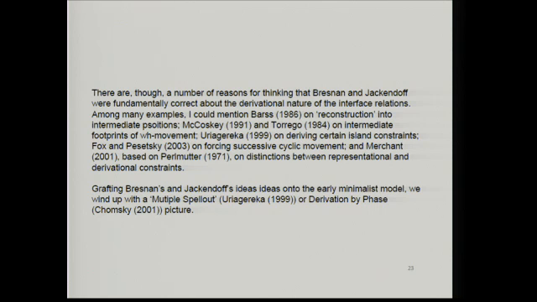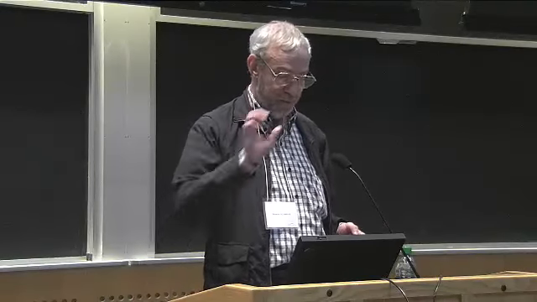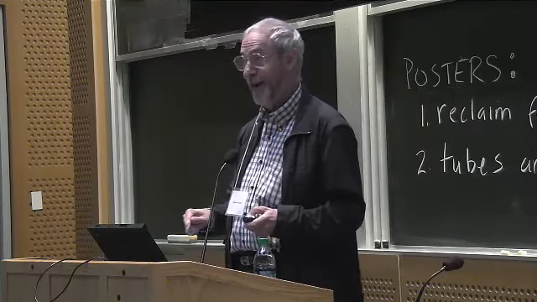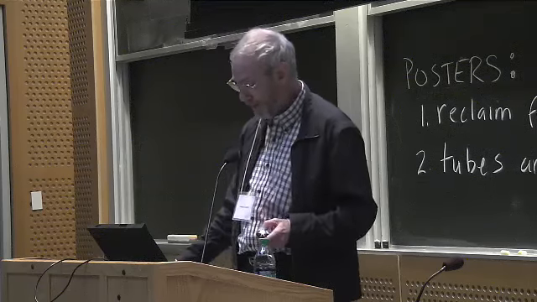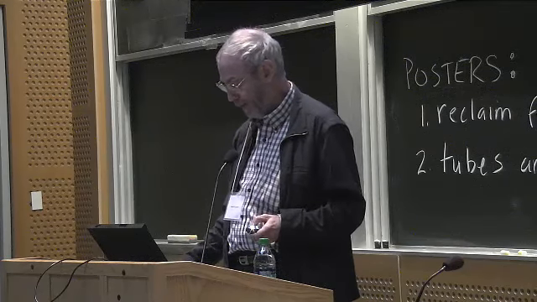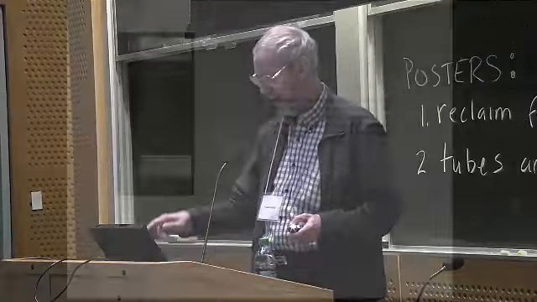There are, though, a number of reasons for thinking that Bresnan and Jackendoff were fundamentally correct about the derivational nature of the interface relations. Among many examples I could mention, Barss on intermediate reconstruction, McCloskey and Torrego on intermediate footprints, Uriagereka on deriving certain island constraints, Fox and Pesetsky on forcing successive cyclic movement by interaction with a PF property, linearization, Merchant, 2001, based on Perlmutter, 1971, on distinctions between representational and derivational constraints. Grafting Bresnan's and Jackendoff's ideas onto the early minimalist model, we wind up with a multiple spell-out or derivation by phase picture. And that's this one.